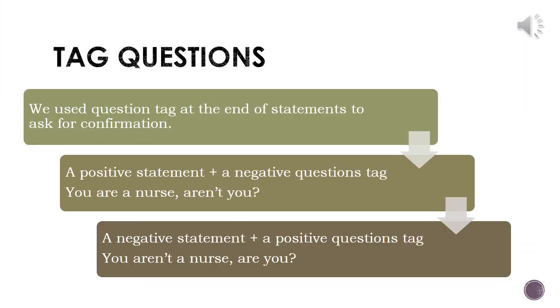Another topic that we are going to review in unit number 4 are tag questions. We use question tags at the end of statements to ask for confirmation. For example, a positive statement is going to be followed by a negative question tag. For example, you are a nurse, aren't you? A negative statement is going to be followed by a positive question tag. You aren't a nurse, are you? So as you can see, if the statement is positive, the question is negative. If the sentence is negative, the question is going to be positive.